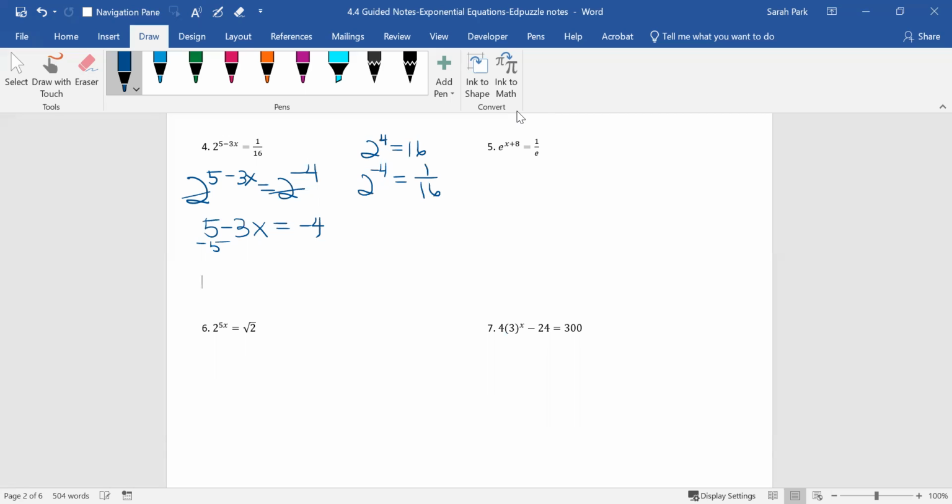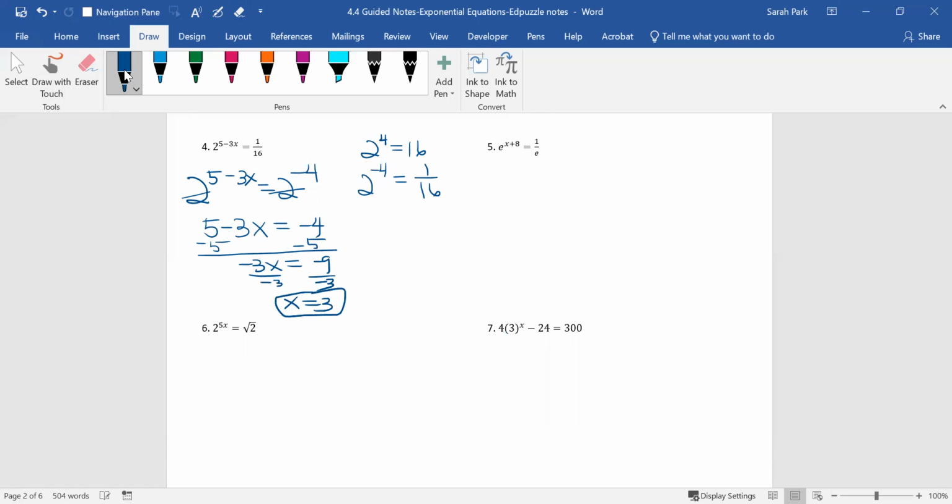And then we could subtract the 5 over, get negative 3x is equal to, oops, I already did that in my head. This 5, and then that becomes negative 9. Then divide by negative 3, and we get x is equal to positive 3.